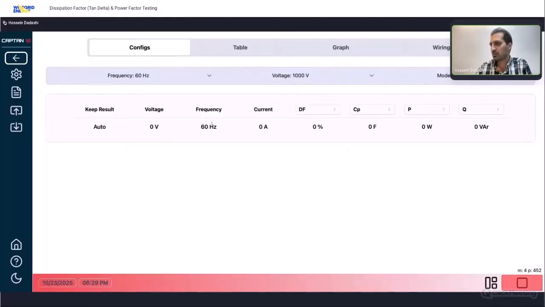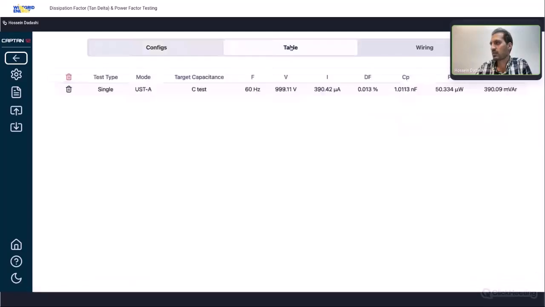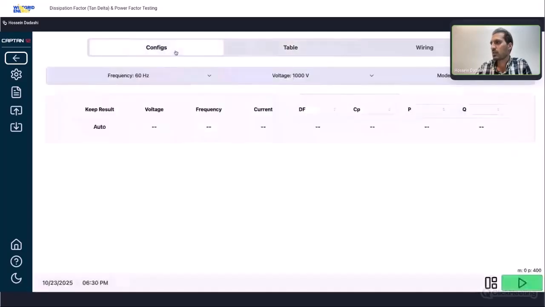I'm in a laboratory, so everything is safe. So I will start the test in USB-A mode. And as you can see here, the voltage goes up, the device measures values, and I can also change these to other parameters which I need. And it stops the test. I have the value here.